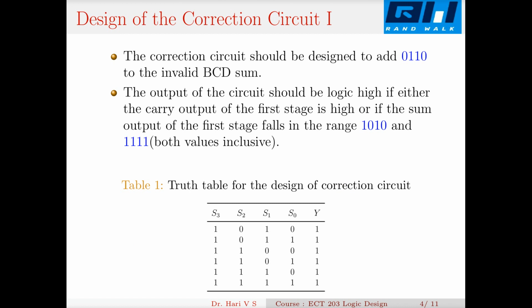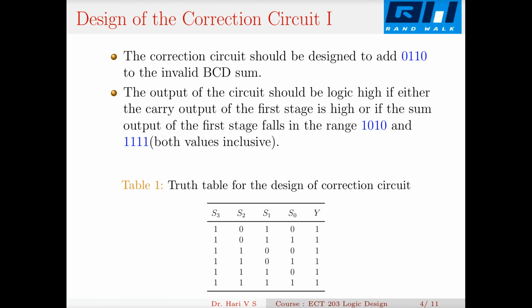Now I have to design a correction circuit to add 0110 to the invalid BCD sum. If the invalid BCD comes, then I should be able to detect that. Then I should be able to correct that. How do I correct that? I add a 6 to that. So I have to design a circuit for that. The output of such a circuit should be logic high if either the carry output of the first stage is high, that is, the first summation results in a carry, or the sum output of the first stage falls in the range 1010 and 1111 inclusive.